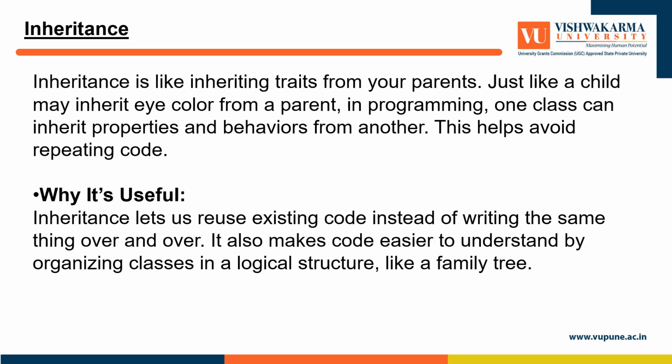Inheritance. Inheritance is like inheriting traits from your parent, just like a child may inherit eye color from a parent. In programming, one class can inherit properties and behaviors from another. This helps avoid repeating code. Inheritance is a way of reusing and extending code by allowing one class to inherit the properties and behavior of another class. It's like passing down traits or features from a parent to a child.